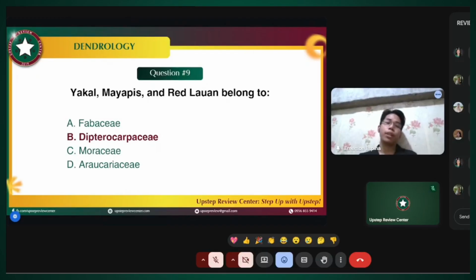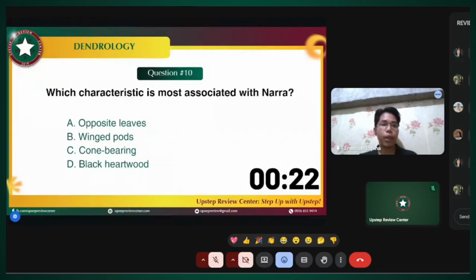So moving forward, let's now see if morphology can help us identify species. This is where dendrology becomes practical. You are no longer identifying names on this next part or next questions. You are identifying groups. So let's test that right now. For question number 10, which characteristic is most associated with Narra? We have opposite leaves, winged buds, cone berry, and black heart.